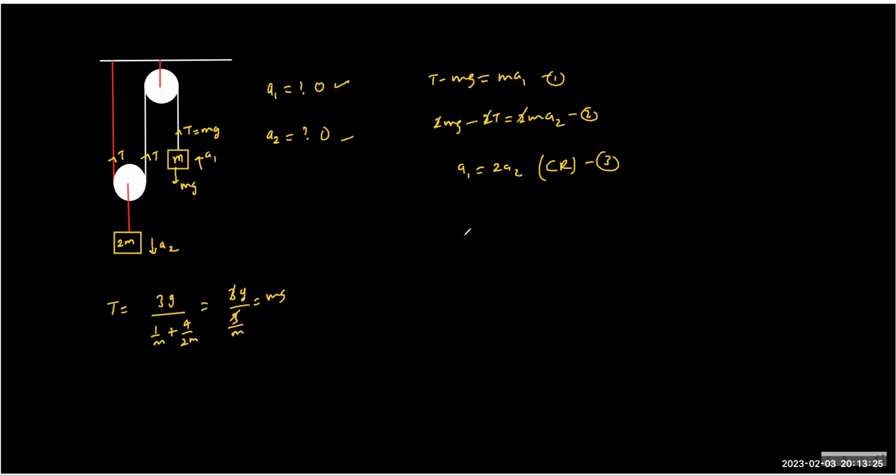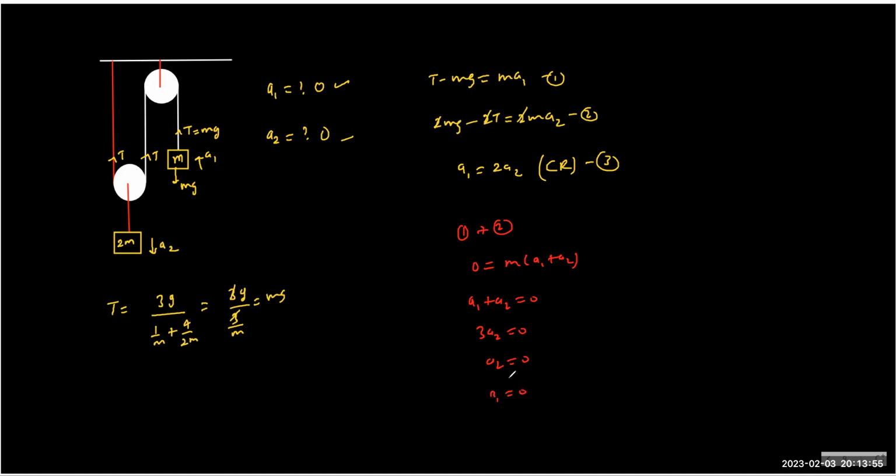So you will get mg minus mg, 0. If you add equation 1 and 2, it will give you 0 as the answer, because T will cancel out, mg will also cancel out. So 0 equals m(a1 plus a2), which simply means a1 plus a2 is 0. But a1 is also 2a2. So 3a2 is 0, which means a2 is 0, which means a1 is 0. Everything is 0. So in fact, there is no need to solve.